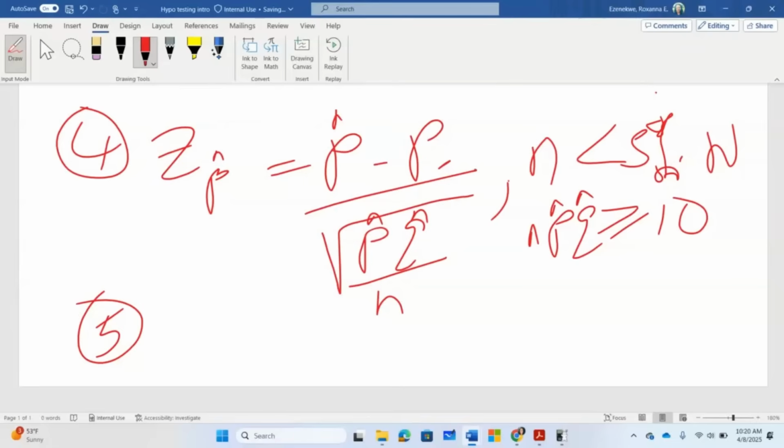Using the p-value, if the p-value is greater than alpha, you accept the null hypothesis. If the p-value is less than alpha, you reject the null hypothesis. Then you conclude. When you do not reject the null hypothesis, you say, I do not have enough evidence to reject the status quo, because the status quo is always the null hypothesis.